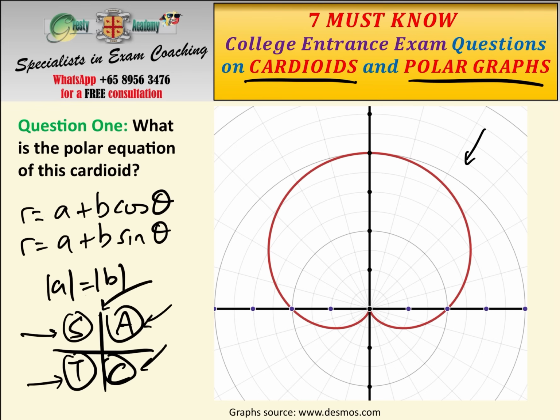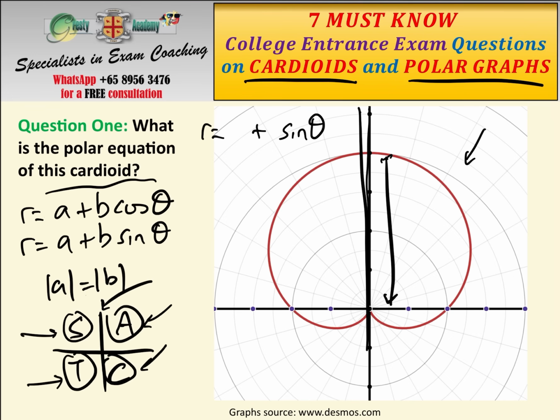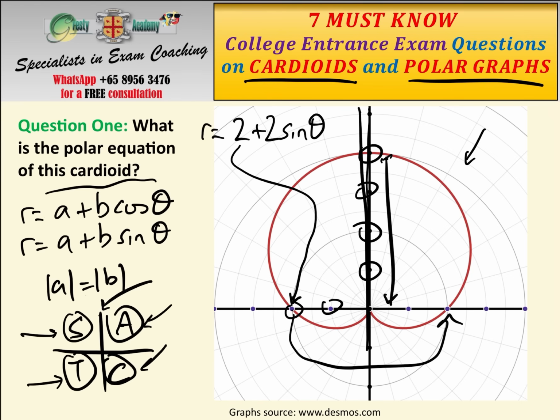Okay, so we know that it's going to be r equals a plus b sine or cos. We actually know that it's going to be sine because it is symmetrical about the y-axis, so we know that it's going to be r equals something plus something sine theta. And how do we find what the something is? Well, it's half of the height. So if we look at the height, it's 1, 2, 3, 4. And so basically the r is going to be 2 plus 2 sine theta. And you'll notice that this 2 here is also the point where it crosses this x-axis here and where it crosses the x-axis here. So the answer to this one is r equals 2 plus 2 sine theta.